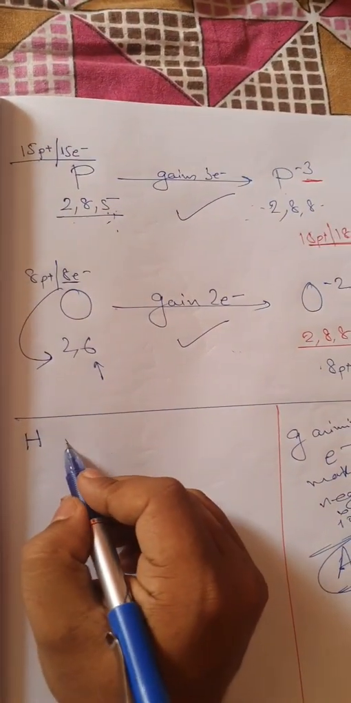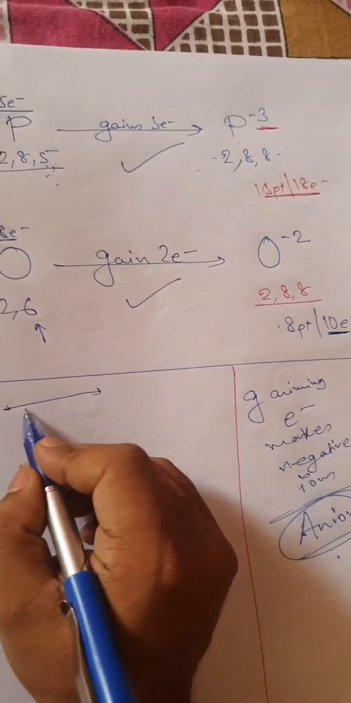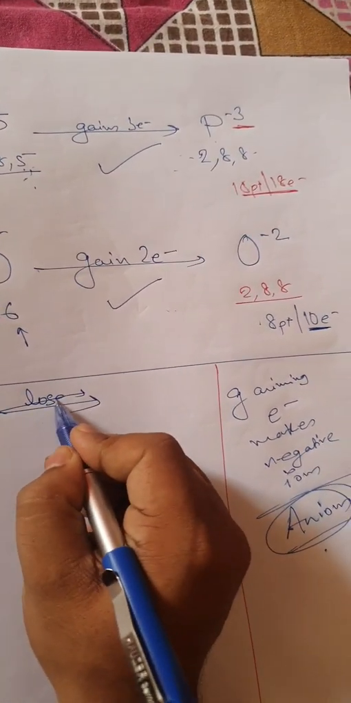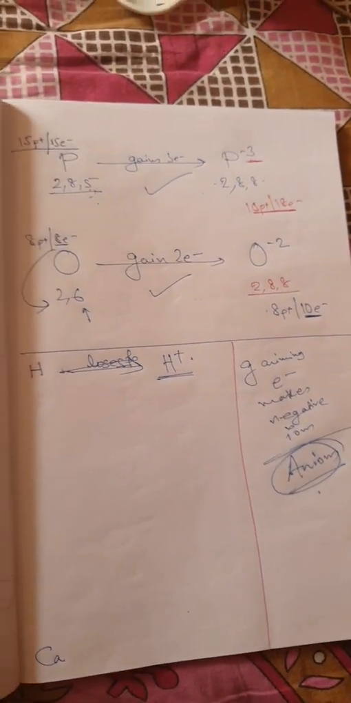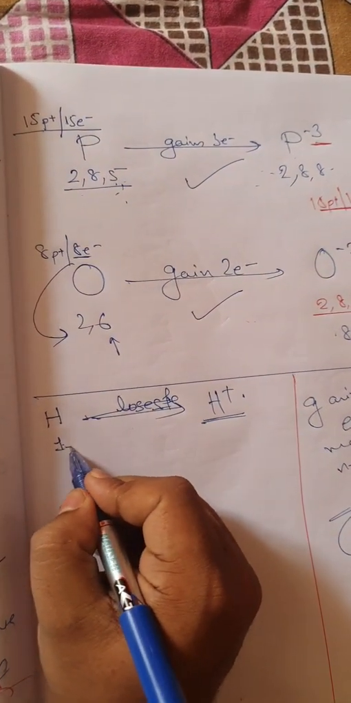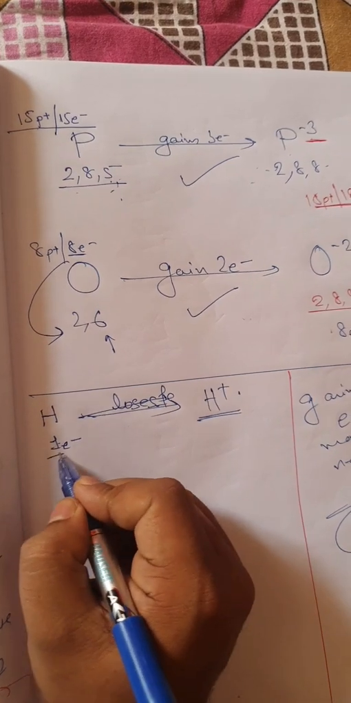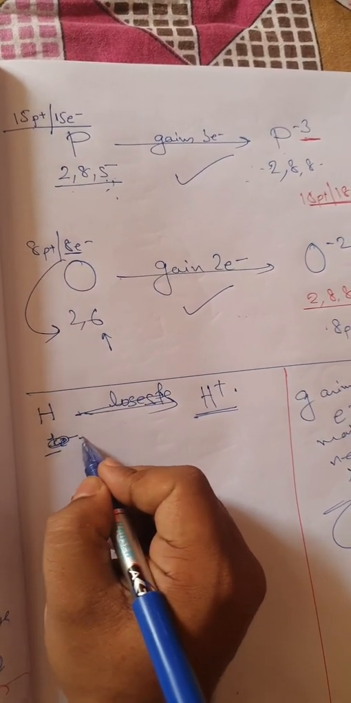In case of hydrogen, I just want to mention that it loses 1 electron, it's an exception, and becomes H+. Because hydrogen's atomic number is 1, it has one electron, so the electronic configuration is 1.